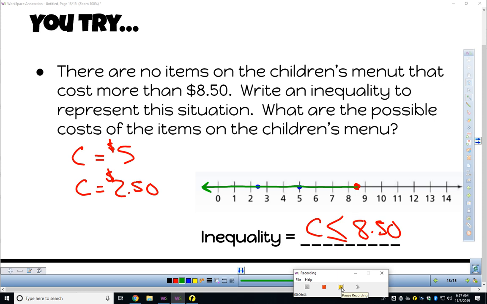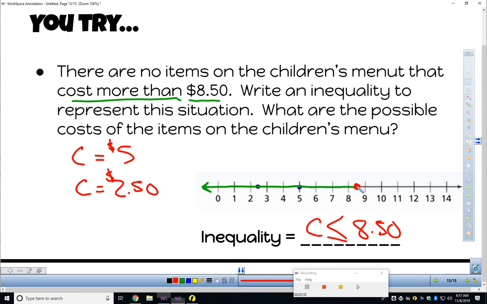All right. My inequality here is C, the cost, is less than or equal to $8.50. There are no items that cost more than $8.50. So that means that's the most expensive item. So I drew a filled-in circle here. It's my red circle. I drew it filled in at $8.50.